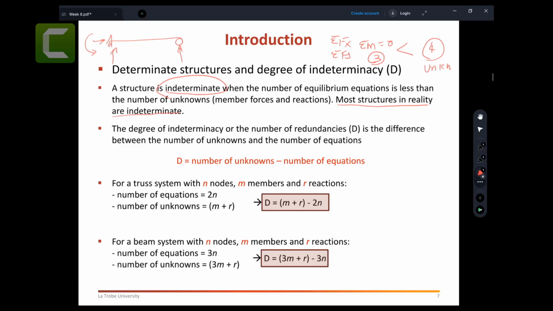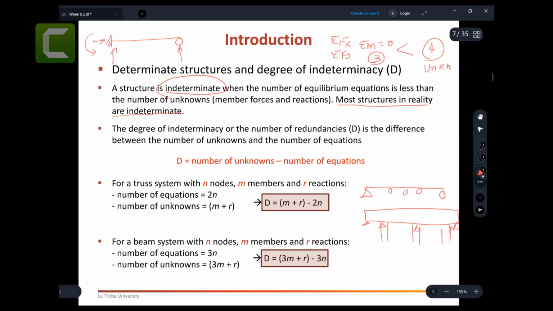You have not seen a beam that is just like this. You will not come across this kind of simple beam where you have just a pin support and a roller support. If you are driving a car on a bridge, there are additional columns that carry that bridge beam. If you go into buildings, there are multiple columns supporting the beam, right? So you can see these are the supports. So in reality, all the structures are indeterminate, right?